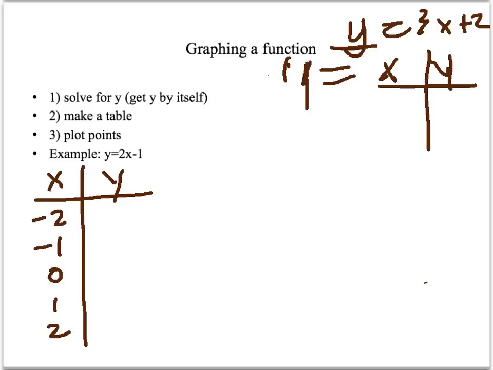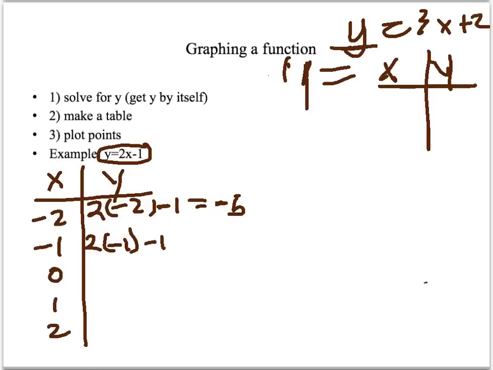To figure out what y is, I plug these values of x into this equation and solve for y. So it'll be 2 times negative 2 minus 1. 2 times negative 2 is negative 4, minus 1 is negative 5. Plug in negative 1: 2 times negative 1 is negative 2, minus 1 is negative 3. Plug in 0 for x: 2 times 0 minus 1 is negative 1.